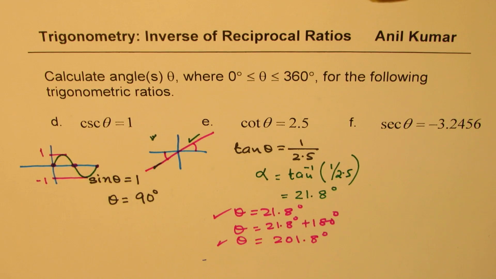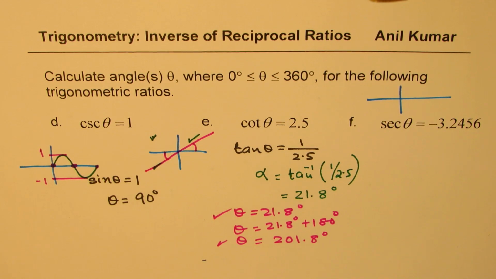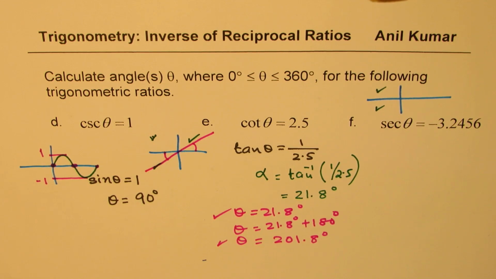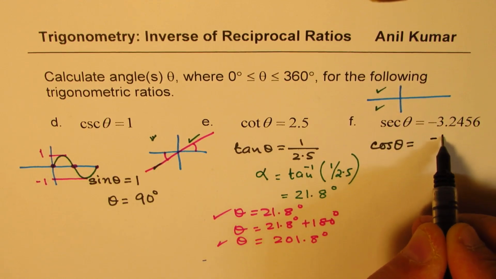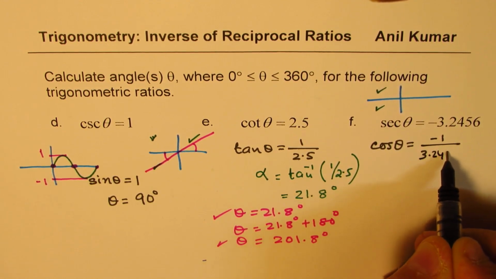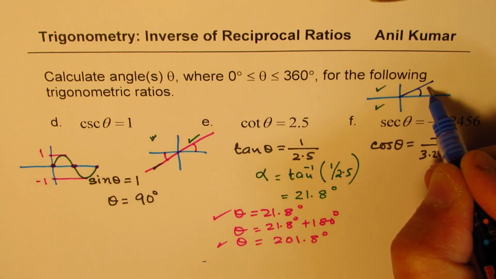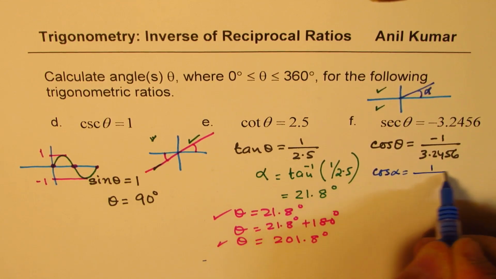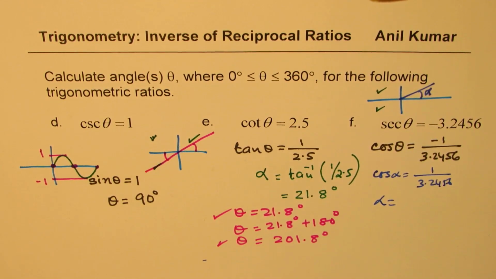Is that clear? The last one here is about the secant theta, and we are looking for a negative value. A negative value will be in quadrant 2 and 3 for cos, correct? So those are of our interest. So the reciprocal ratio will be cos theta equals -1 over 3.2456. I just took a number at random. But whenever we are working with this, we normally find the acute angle alpha, right? So I'm emphasizing on this. So we say, well, cos alpha is a positive value, right? 3.2456.